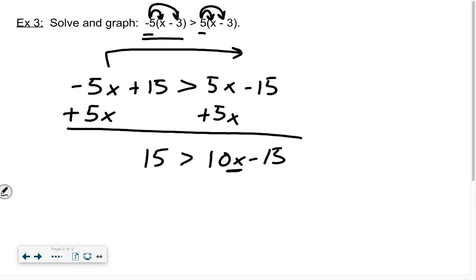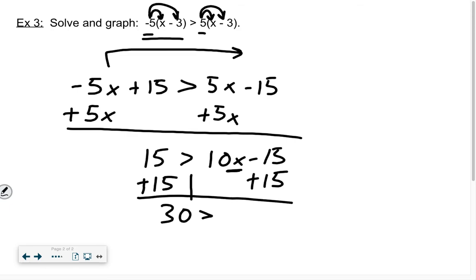Now that the x is on the right-hand side, I need to get rid of that minus 15 along with the 10. So we're going to add 15 to both sides. We have 30 is greater than 10x. We'll divide both sides by 10 to get 3 is greater than x.